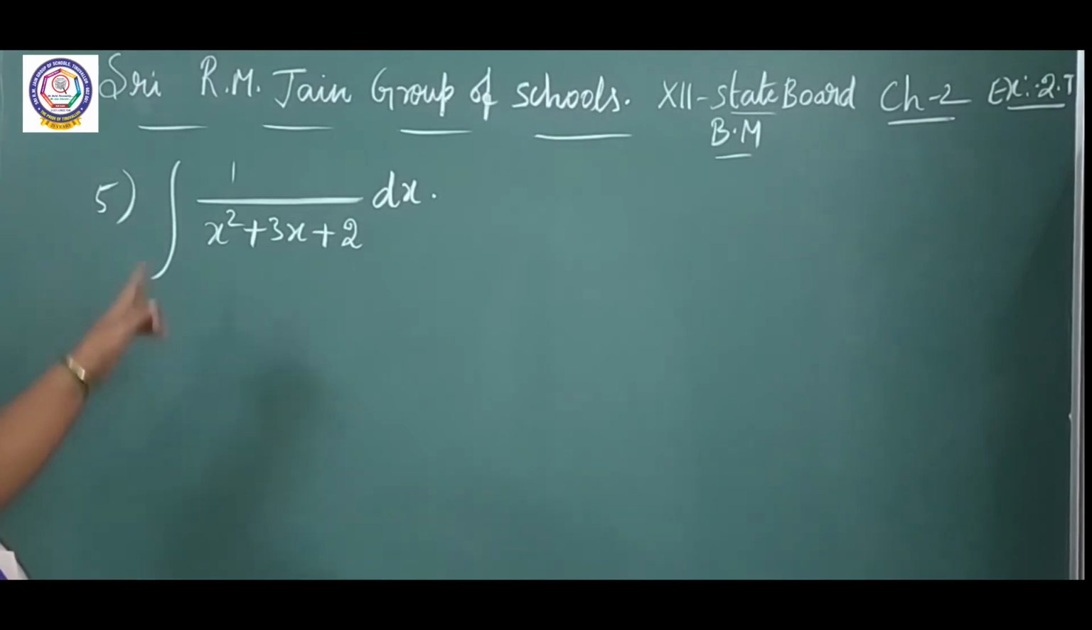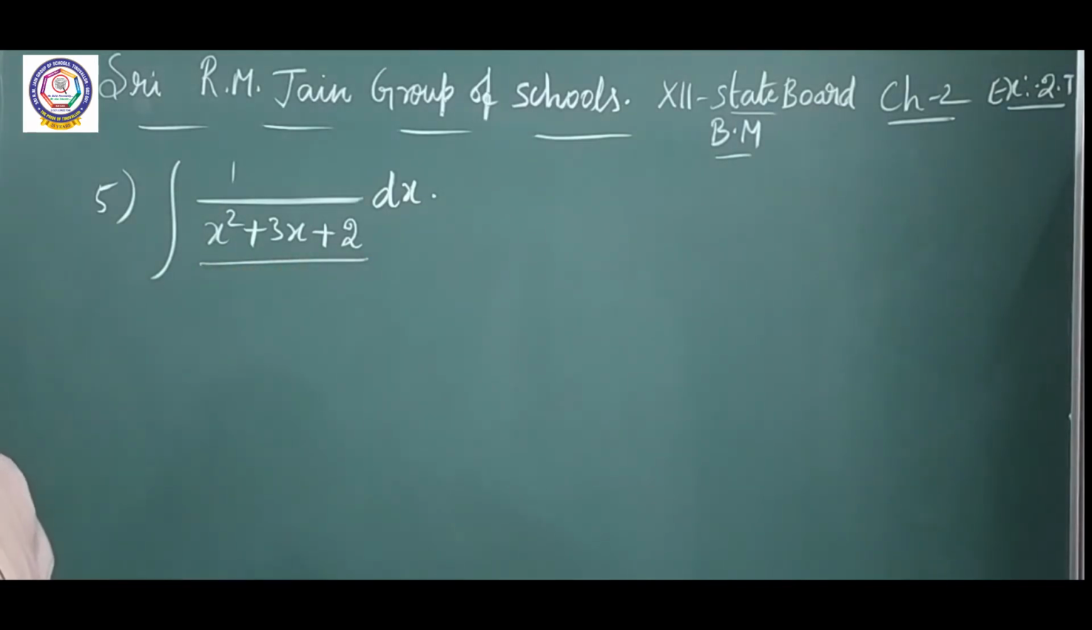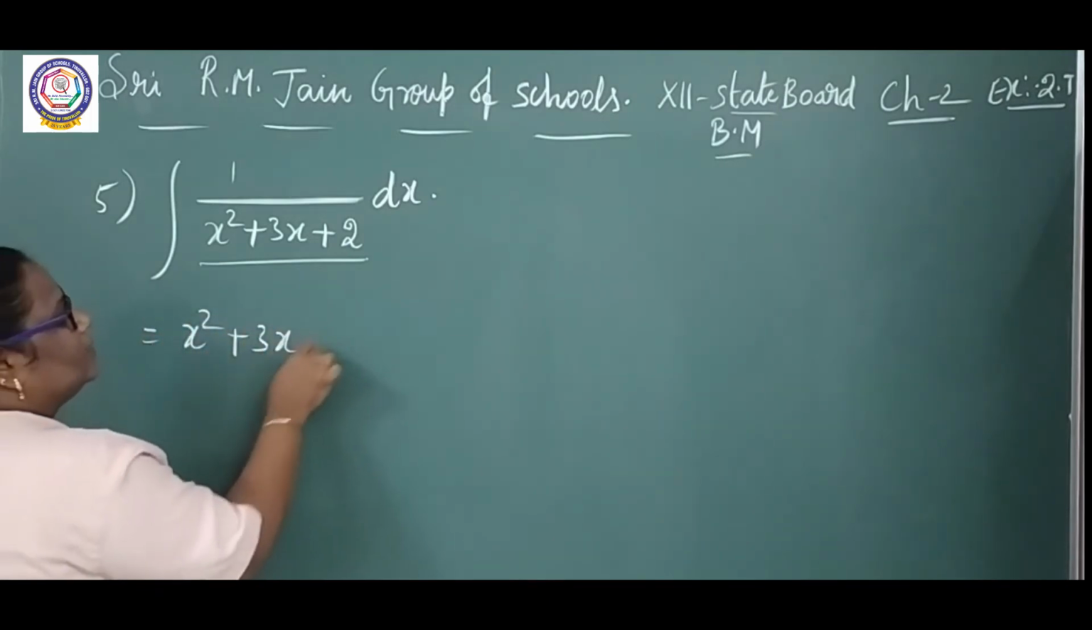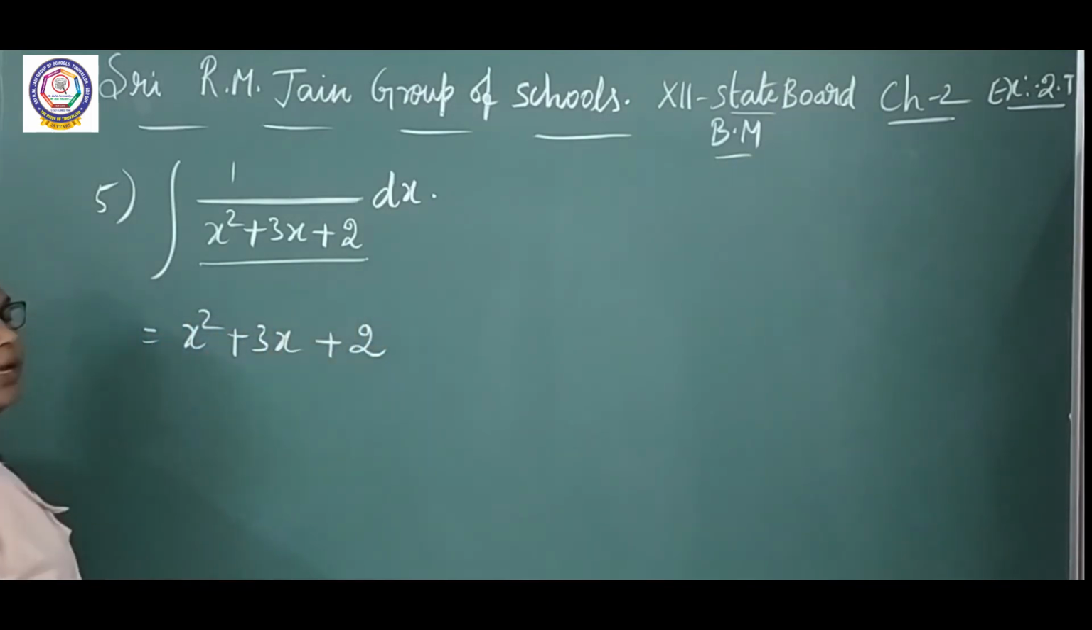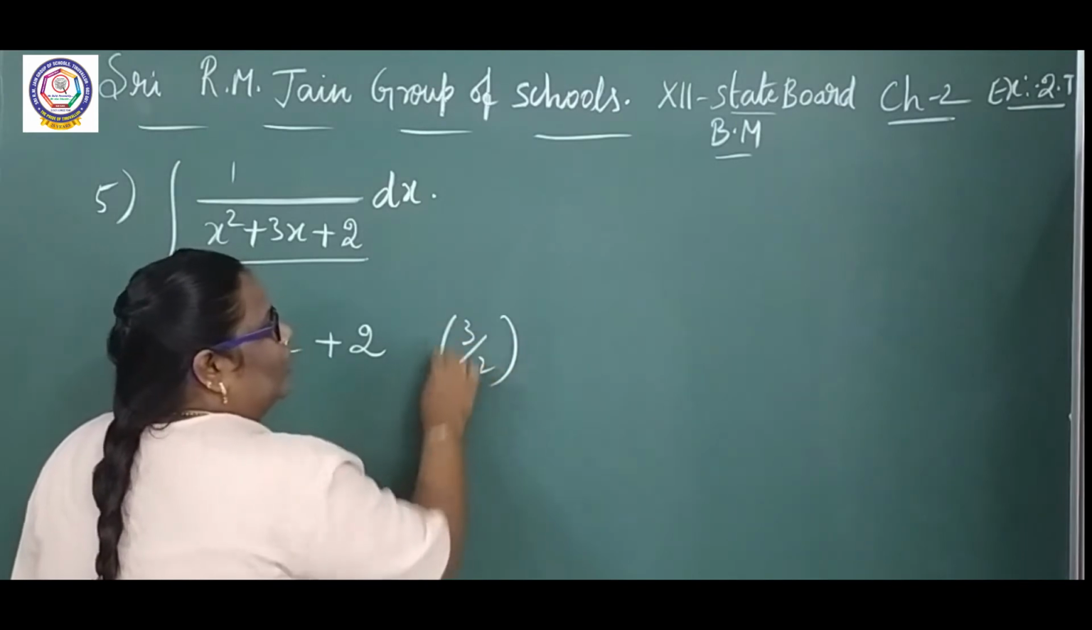See the fifth sum: 1 by x square plus 3x plus 2 into dx. The same way you can take this and make it as completing the square. See here, x square plus 3x plus 2. What is the x coefficient? 3 by 2 the whole square.